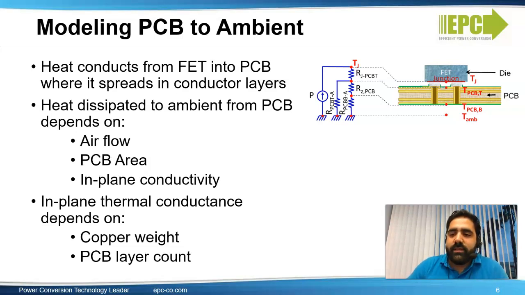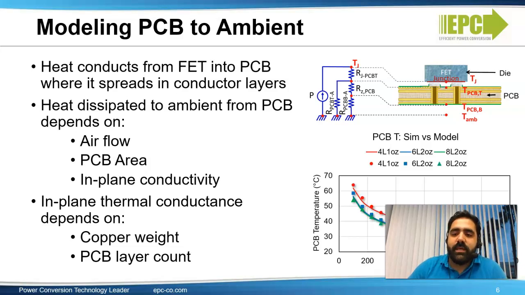And the amount of heat that can be dissipated from the PCB to ambient depends on the PCB area, the airflow rate, and the thermal properties of the PC board. The effective thermal conductivity of the PCB layers also depends on the PCB layer count and the copper weight. And these parameters are also considered in the model.